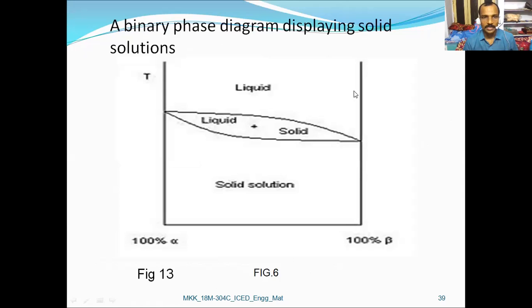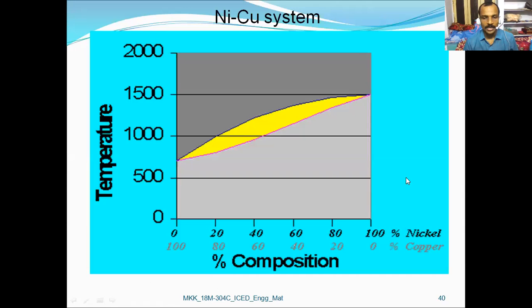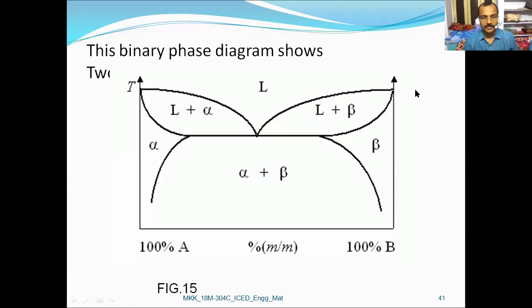So this is another binary phase diagram we have discussed. Solid solution below, liquid solution above, and in between liquid plus solid. And this is the composition of the nickel-copper system, having 0 to 100 and 100 to 0 nickel and copper, compared with temperatures from 0 to 2000. So this is another diagram explaining alpha and beta: liquidus, beta, alpha, L plus alpha, L plus beta.